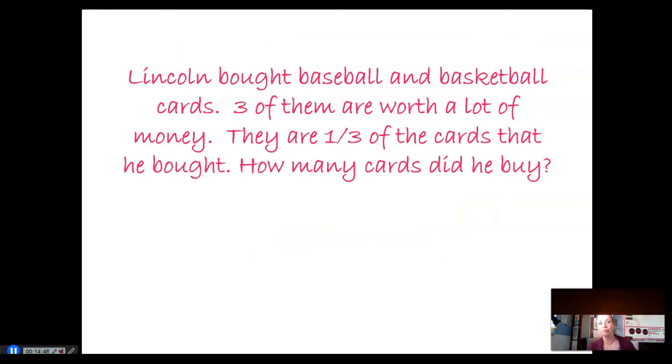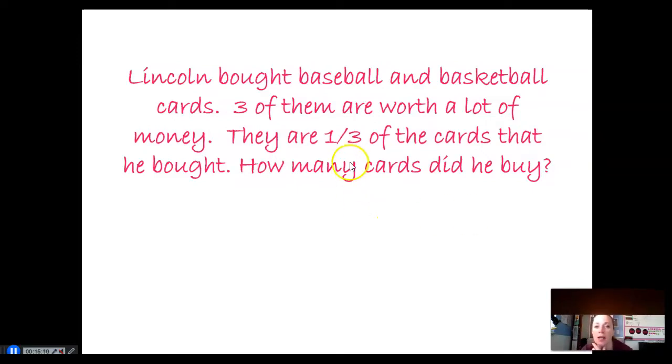Let's try another one. Lincoln bought baseball and basketball cards. 3 of them are worth a lot of money. They are 1/3 of the cards that he bought. How many cards did he buy? All right, this one is a little bit different. It says how many cards did he buy? We don't know the total number of cards.